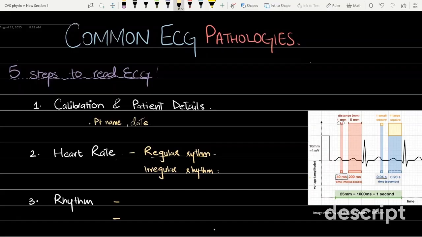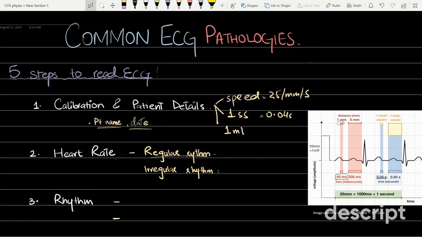So the first step is to check the calibration and the patient details. Before reading any ECG, make sure you confirm the patient name and date. Also, the speed should be 25 millimeters per second. Thus, one small square should be equal to 0.04 second, and the voltage should be such that 1 millivolt is represented by 10 millimeters. If you get this incorrect, your interpretation will be off as well.